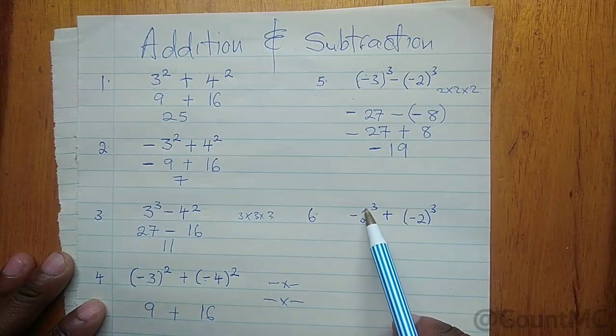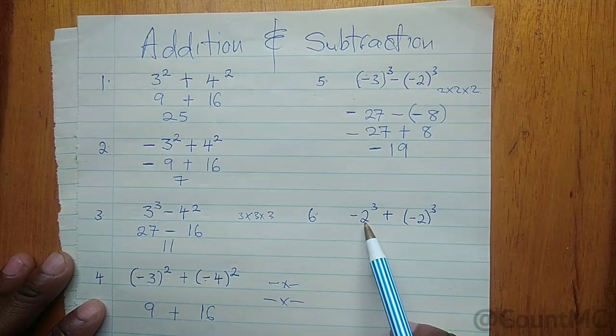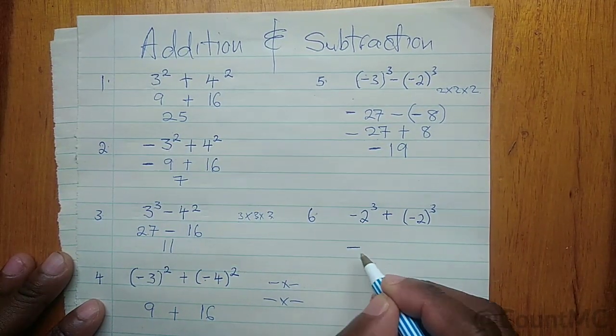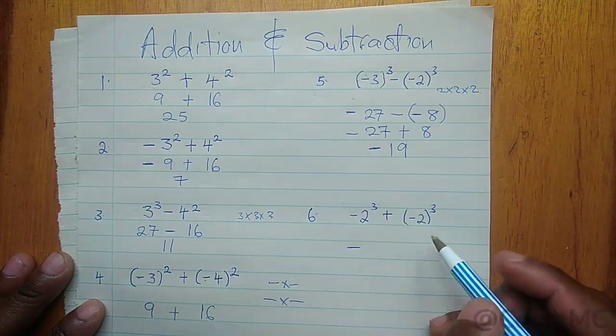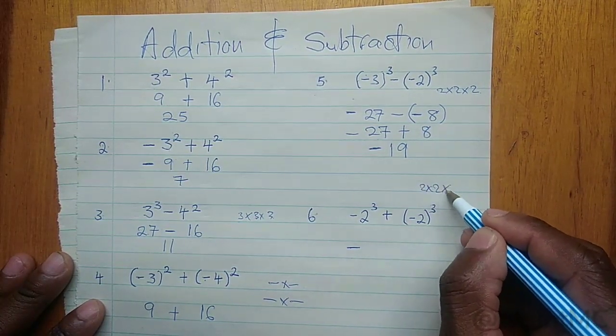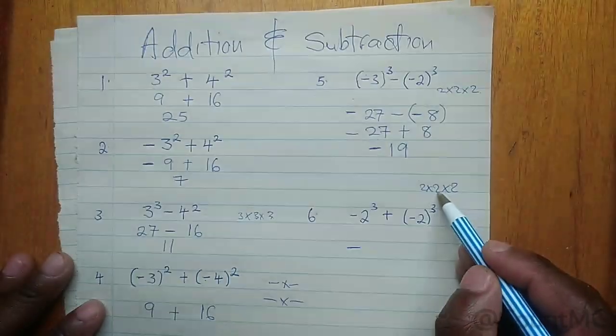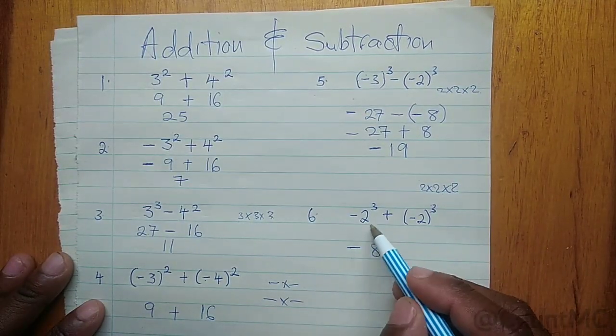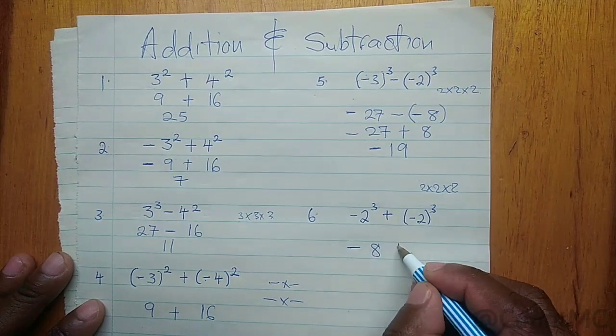In this case, there's no bracket, so this 3 is only applying to the 2, not with the minus sign. So we just retain the minus sign. 2 to the power 3, remember it's 2 times 2 times 2. 2 times 2, that's 4, times 2, that's 8. So 2 to the power 3 is 8. So this has become minus 8.